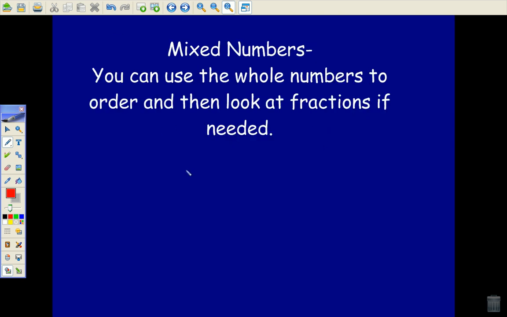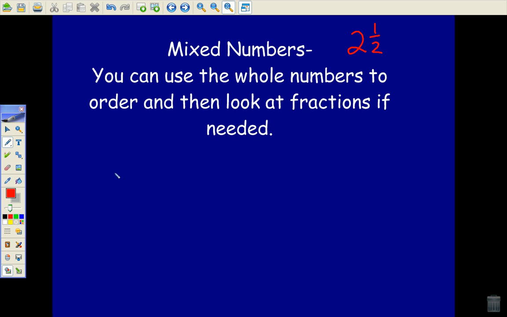Now let's go to mixed numbers. When we have a mixed number, we can use the whole numbers sometimes to put them in order and don't even have to worry about the fractions. But then there's sometimes when the whole numbers are exactly the same and we have to look at the fractions. Sometimes those fractions are going to have the same denominators. Sometimes they're not going to have the same denominators. There's a lot of work that goes into comparing fractions.